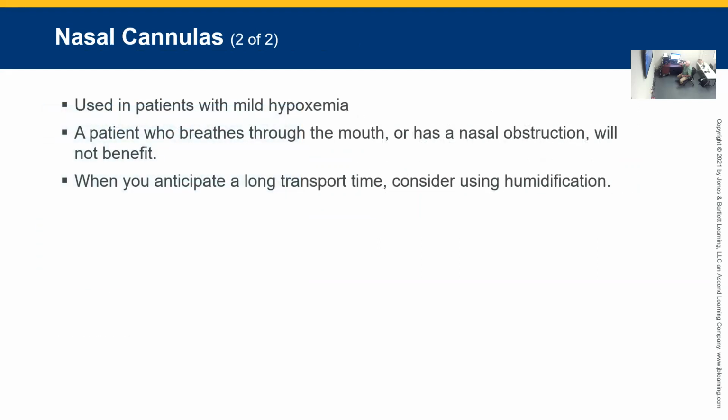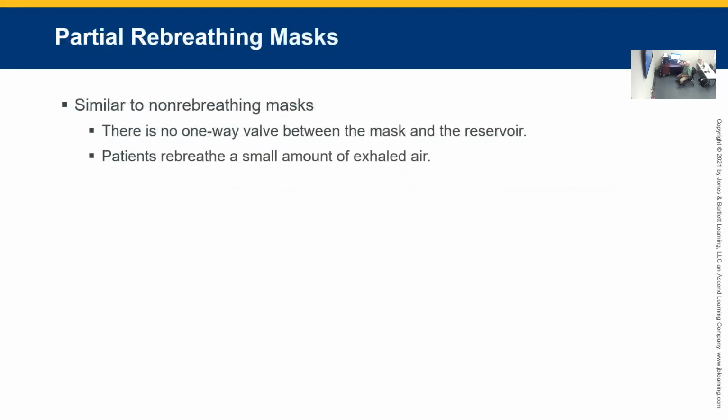So it's for patients with mild hypoxemia. This thing about them breathing through the mouth, they don't benefit that much from it. Now, they still absorb it some through the nose or whatever, but they don't benefit. They'd be better off with a regular mask than they would be with a cannula for breathing through their mouth. So partial rebreather, you don't see those too much.